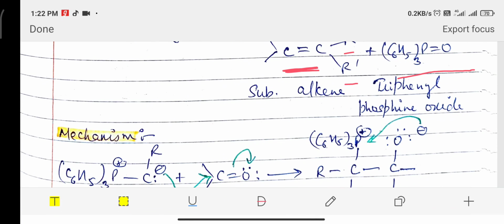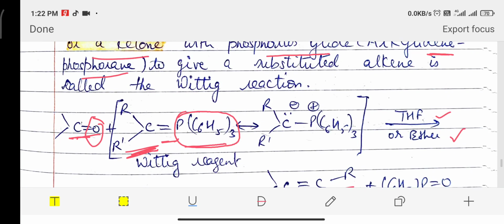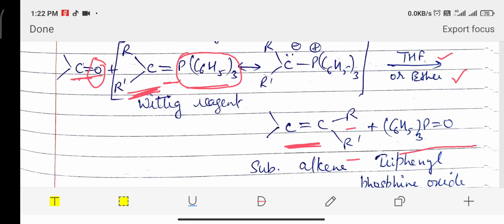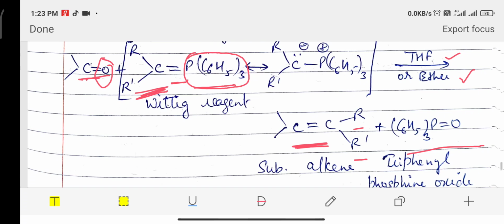Phosphine oxide, and this is a substituted alkene. So in this, an aldehyde or ketone reacts with a phosphorus ylide, which is also called the Wittig reagent, in the presence of tetrahydrofuran or ether to give a substituted alkene. The double bond O combines with the triphenyl phosphorus, and the other remaining group is attached to the carbon, so the substituted alkene is formed.